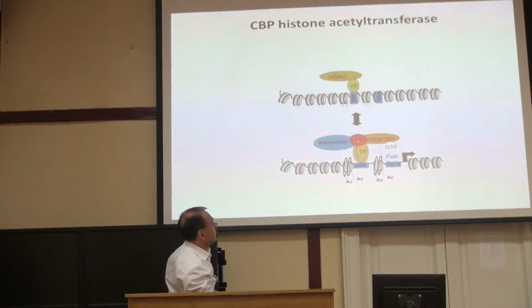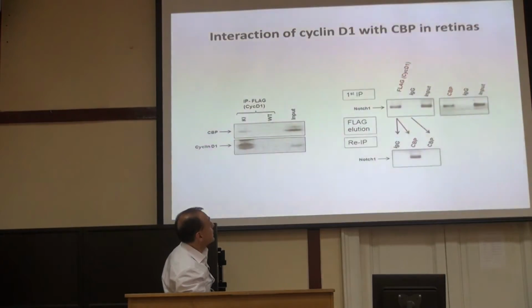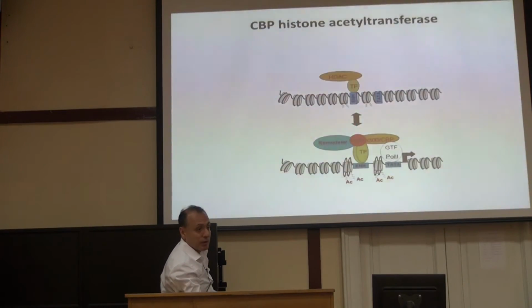You want to immunoprecipitate cyclin D, release the complex, immunoprecipitate CBP, and then PCR this promoter. And that's exactly done here. So immunoprecipitate cyclin D1, then we release the complex, and then re-IP with IgG, and there's nothing there, or IP with cyclin D1, re-IP with CBP, and then do the PCR, and they're sitting together. So IP cyclin D1, re-IP CBP, and PCR the promoter, and we can see they're sitting together.